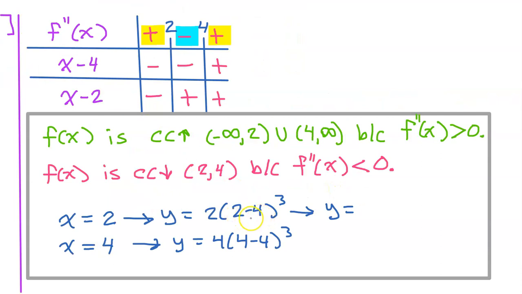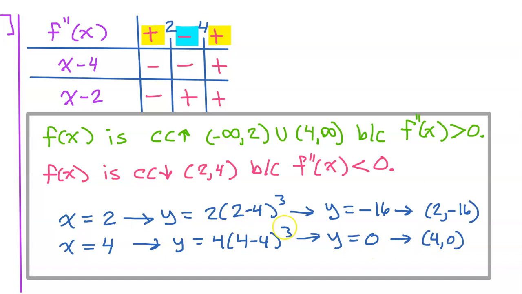2 minus 4 is negative 2. Negative 2 cubed is negative 8. Negative 8 times 2 is negative 16. And 4 minus 4 is 0, so this just gives us y equals 0. So that means we have a point of inflection at 2 comma negative 16. And we have another point of inflection at 4 comma 0.